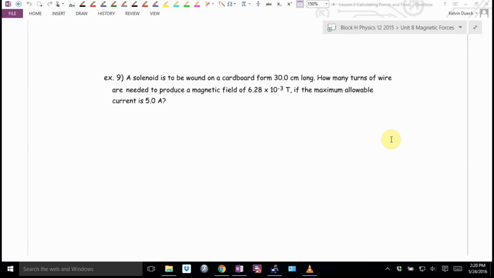A solenoid is to be wound on a cardboard form 30 centimeters long. So let's suppose you're a factory. Company says, hey, we have room for 30 centimeters of length. Our circuit is providing 5 amps. We need a magnetic field of 6.28 times 10 to negative 3 Teslas. How many turns of wire do you need to put around that 30 centimeter long solenoid? So now you can start to customize and design.